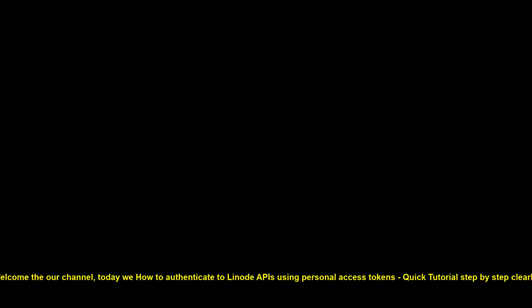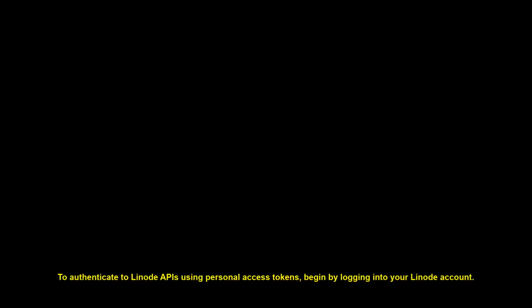Quick tutorial step by step clearly. To authenticate to Linode APIs using personal access tokens, begin by logging into your Linode account. Navigate to the API tokens section within your account settings. Click on the Create a Personal Access Token button.